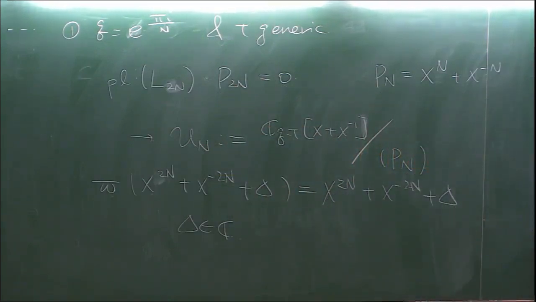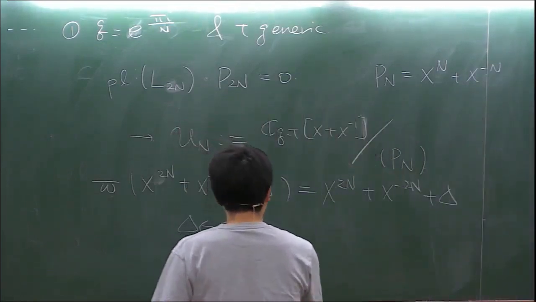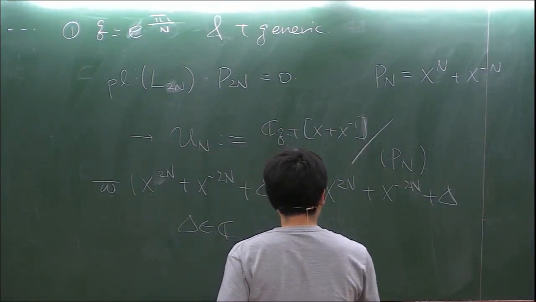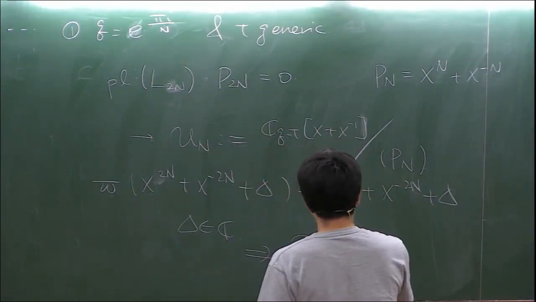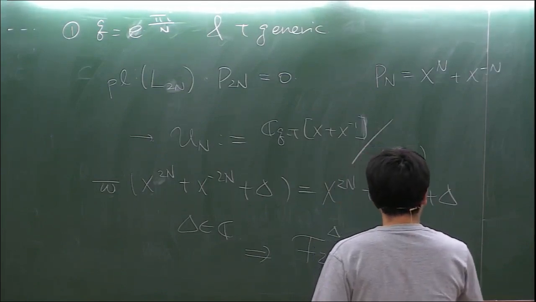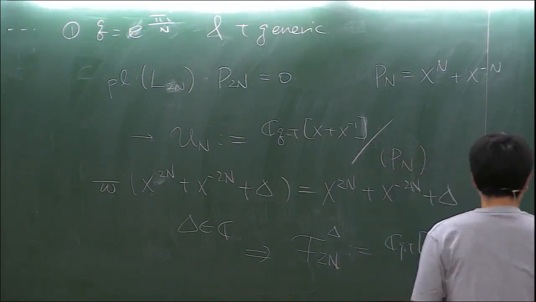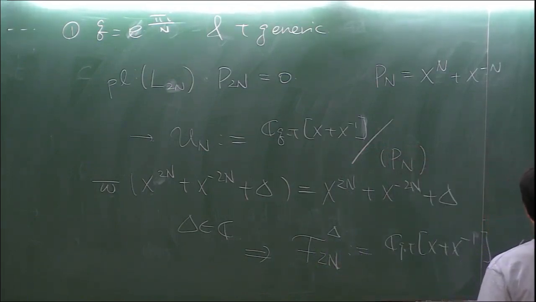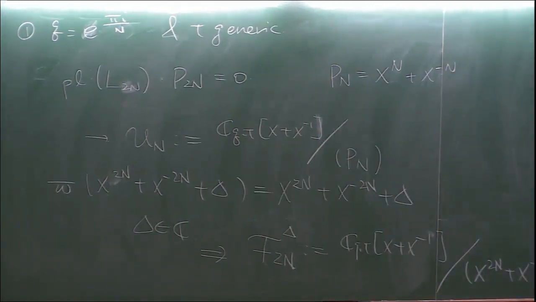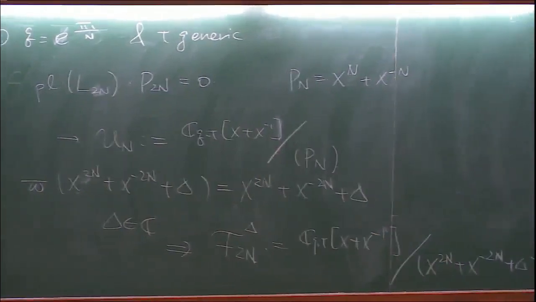Invariant. Can you see that? Okay. So the ideal generated by f_n, with some parameter delta, is defined by C_q,t[x + x^{-1}], generated by this ideal, x^n + x^{-n} + delta. Because this ideal is invariant under the action of the spherical DAHA.